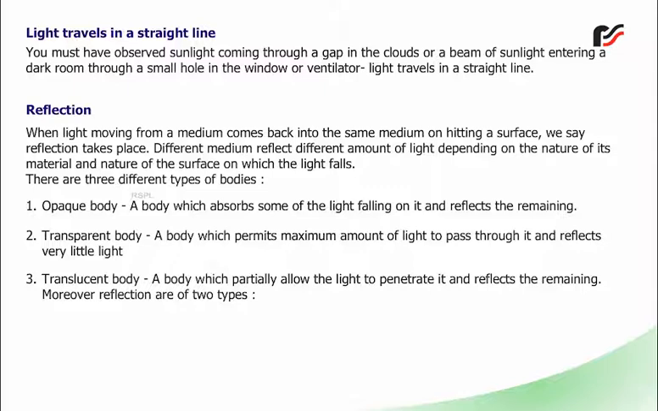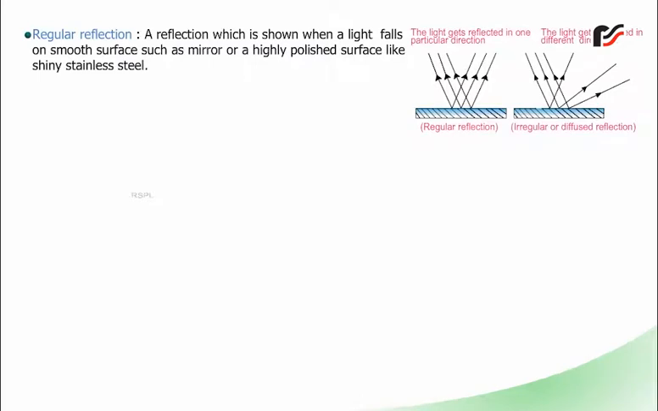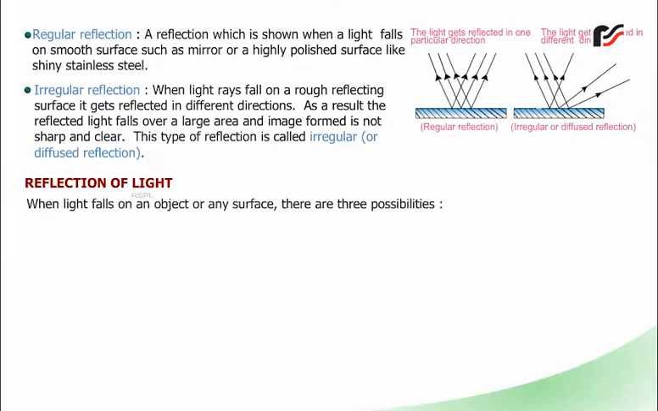Moreover, reflection is of two types. Regular reflection, a reflection which is shown when light falls on a smooth surface such as a mirror or a highly polished surface like shiny stainless steel. Irregular reflection, when light rays fall on a rough reflecting surface, they get reflected in different directions. As a result, the reflected light falls over a large area and the image formed is not sharp and clear. This type of reflection is called irregular or diffused reflection.